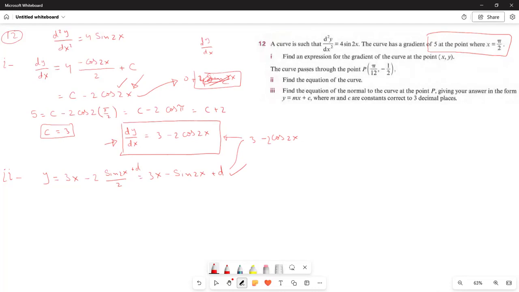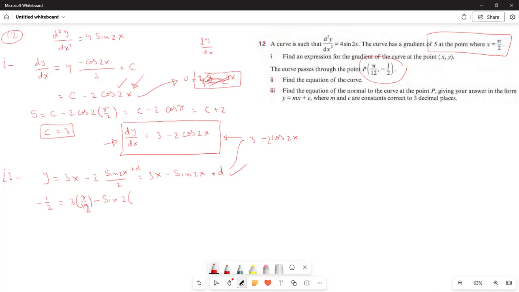Now I can find the value of d by this information. We are given that when x is pi by 12, the y is minus 1 by 2. So this y is basically minus 1 by 2 when x is pi by 12. So 3 times pi by 12, minus sine 2 times, sorry, 3 times pi by 12. My mistake, this is pi by 12.